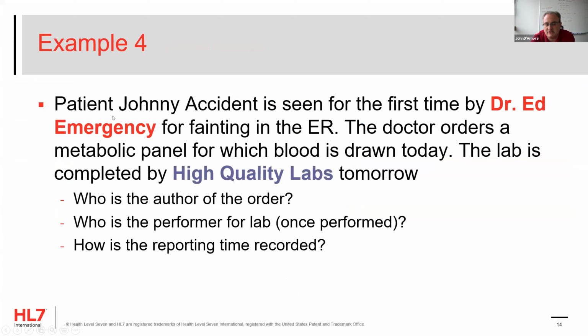The last example here is that patient Johnny Accident is seen for the first time by the emergency doctor, who orders a metabolic panel for which the blood is drawn today. The lab is completed by High Quality Labs tomorrow. Who is the author of the order? Who is the performer for the lab once performed? And then how is the reporting time recorded, and how do these things get linked together?